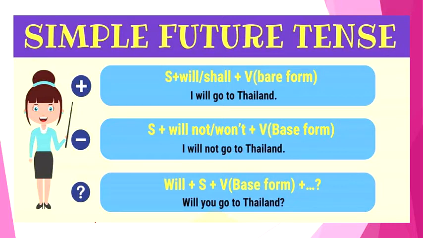Alright? The examples are there in front of you. I will go to Thailand. I will not go to Thailand. Will you go to Thailand? So these are the rules that we use, in which way we use simple future tense.